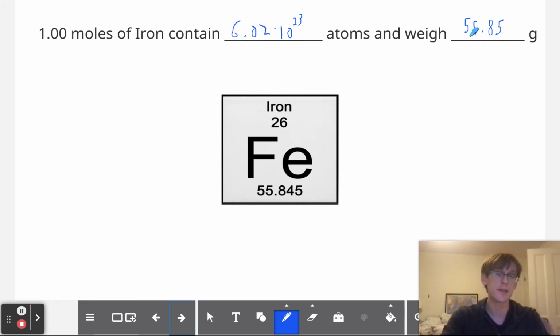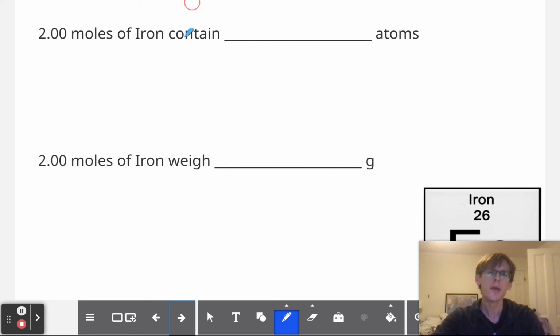What differs is the molar mass, the mass of it, because iron is heavier than, say, hydrogen. But I just wanted to point out the number of atoms in a mole is going to be the same regardless of what substance we're talking about. But okay, let's say we're talking about 2 moles of iron, or we could have anything like 1.39 moles of iron. How would we be able to mathematically figure this out?